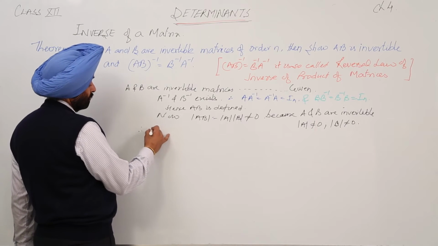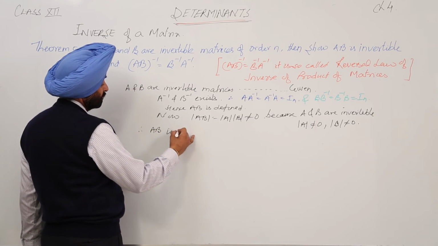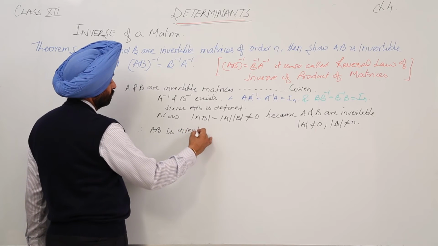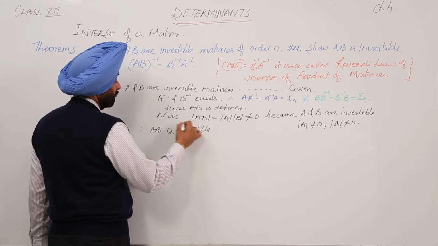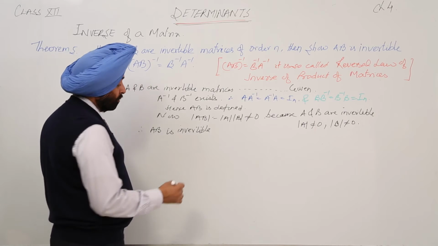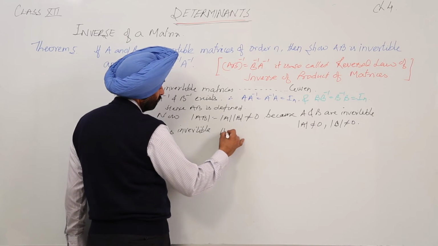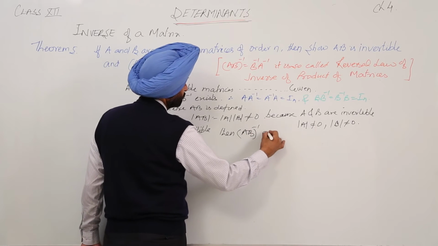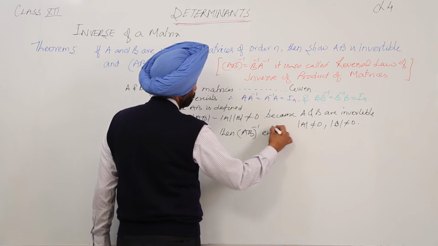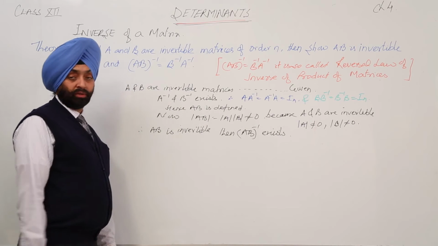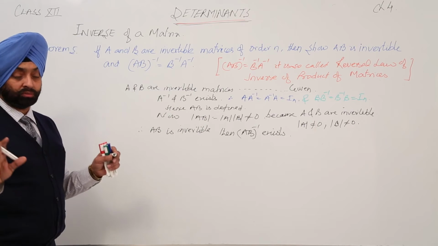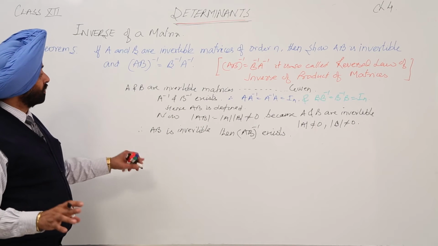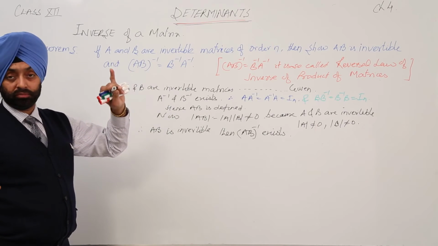Therefore, AB is invertible, and when AB is invertible, then inverse of AB exists. So this was first of all a very simple thing we have done, that AB is invertible.